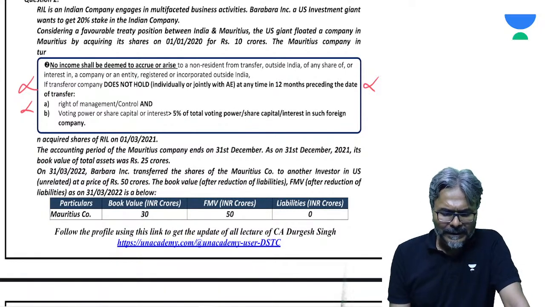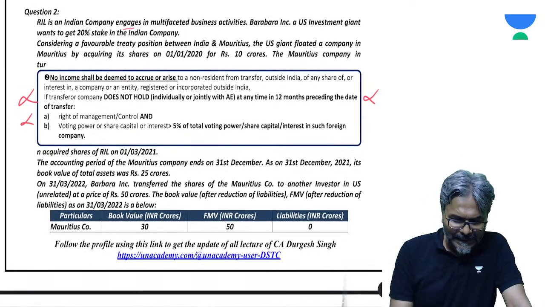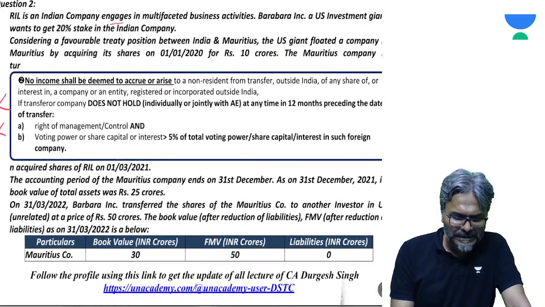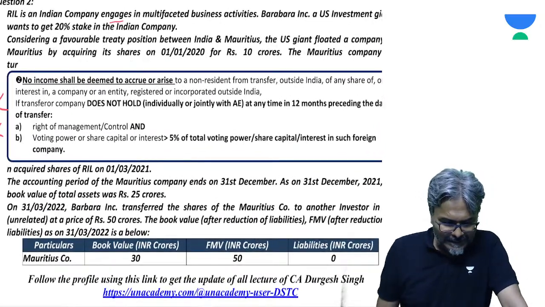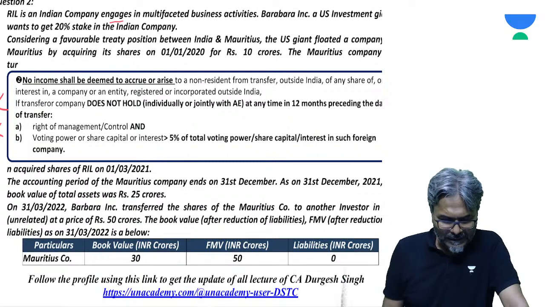RIL is an Indian company which engages in multifaceted business activities. Multifaceted means various business activities. So RIL is an Indian company, students, which is engaged in multifaceted business activities.